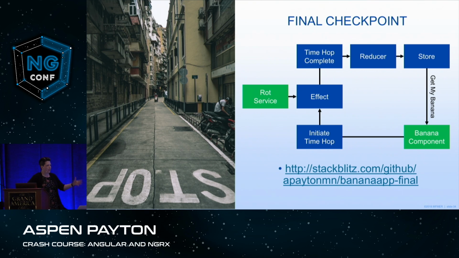So we've finished our basic pattern at this point. We created a few actions. On our last pass through, we created an effect with a couple of actions to handle both the initiation and the completion. And we created a service to rot our banana. We went into our reducer and added to our switch statement the case to handle our completion action. And then we went into our component and triggered that initiation to start the whole cycle rolling. So this is our final checkpoint for coding within this workshop.